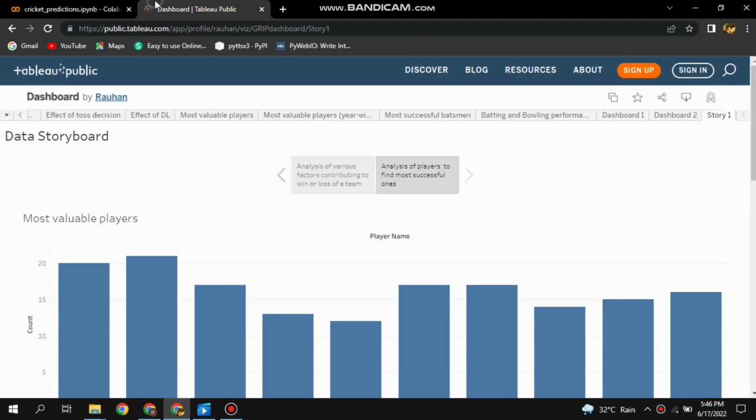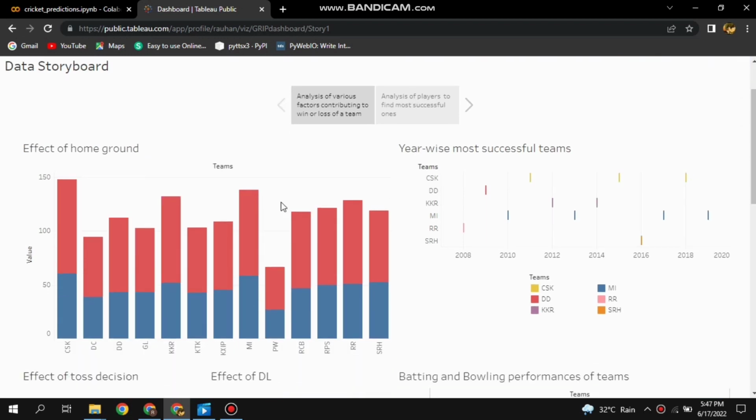And now let's see the dashboard which I made using Tableau. So here are some of the charts. This bar chart depicts the effect of home ground. So CSK has a win percentage at home of 87.5%, which is quite great, and the win percentage generally, which means counting away matches as well as home matches, is 60.49%. So that's great as well.